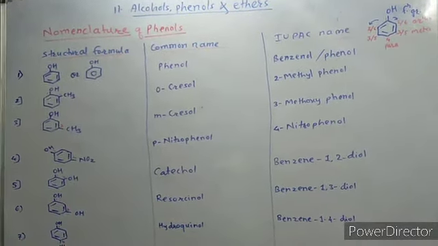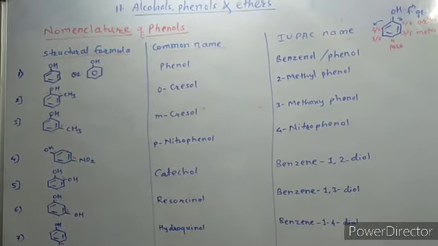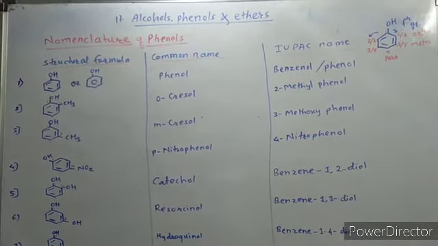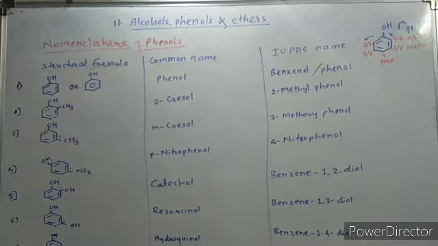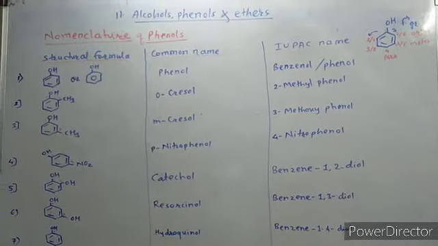Now phenols are aromatic compounds. These are ring compounds. So while writing the nomenclature, first we see the positions of the nomenclature which are used. See the functional group OH, it should get the number 1. So position number will be 1.